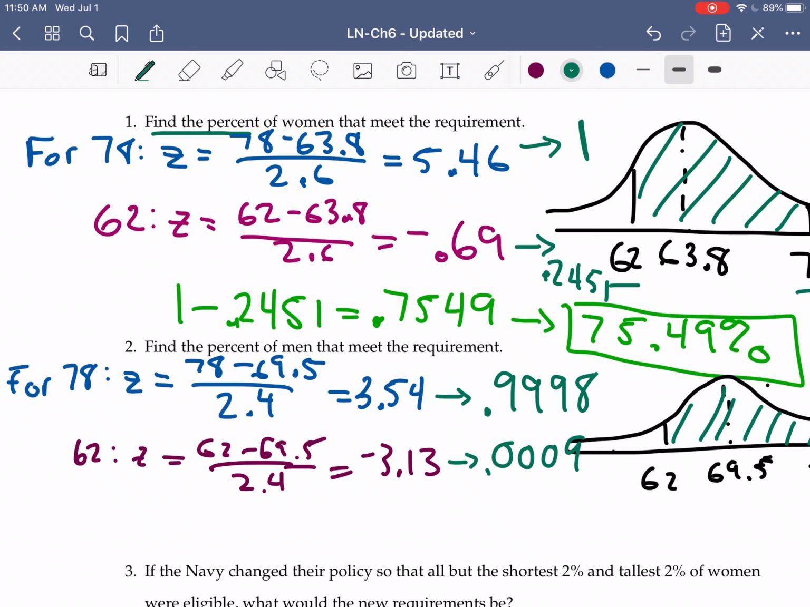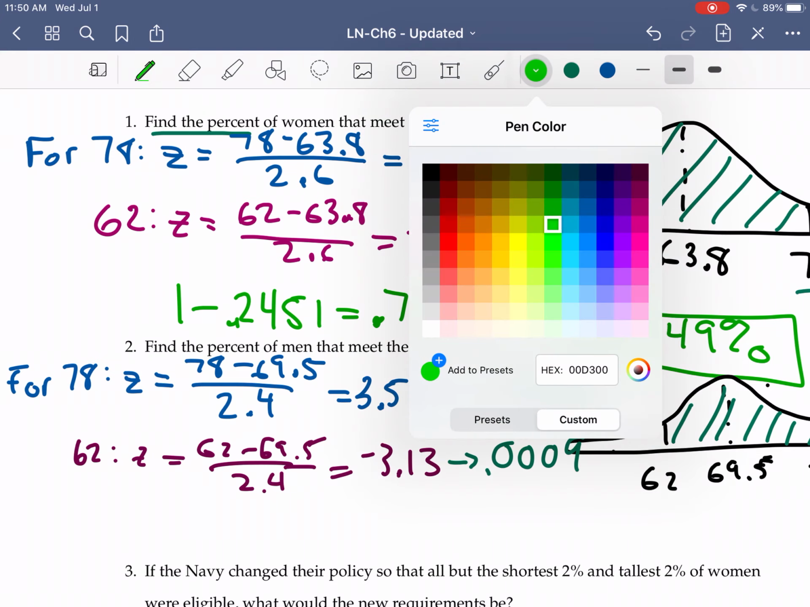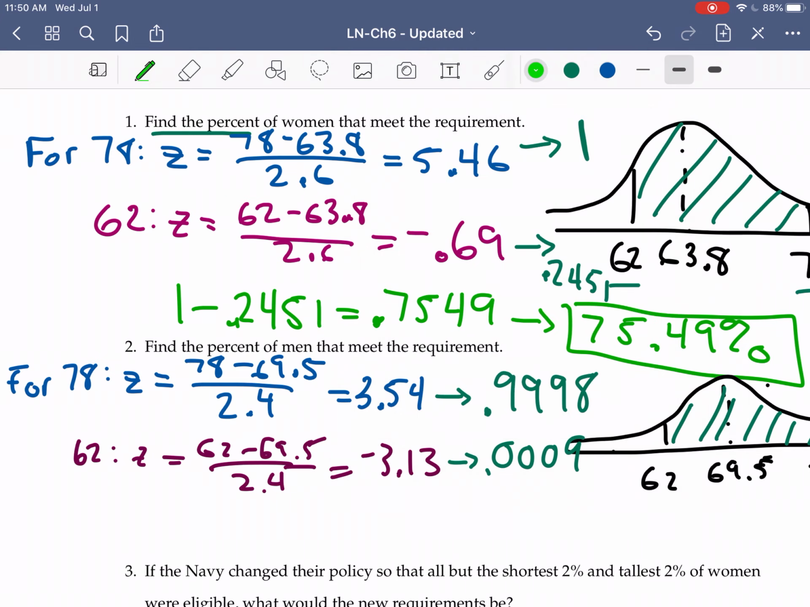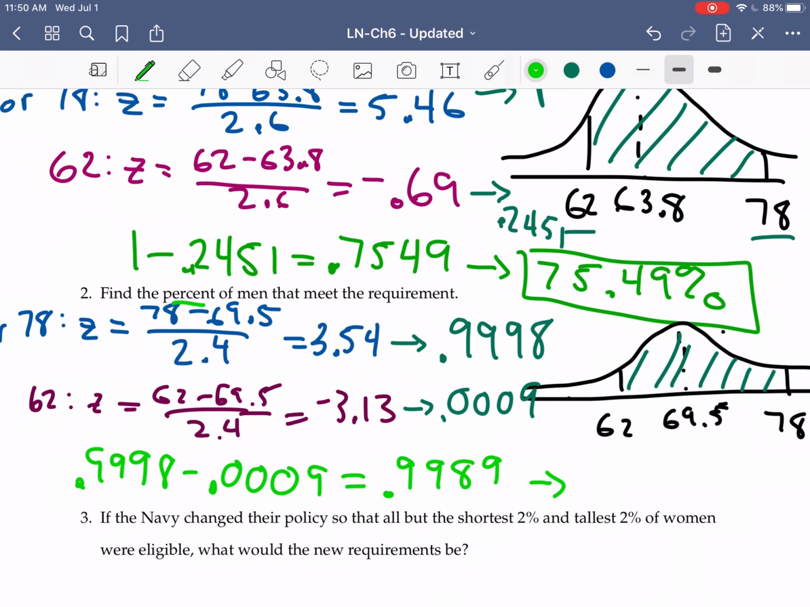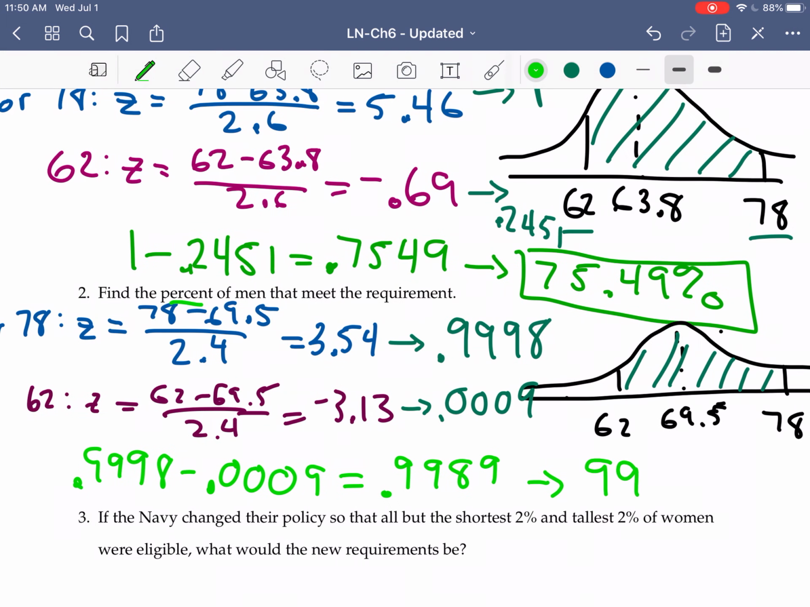And finally, we are going to take the difference between these two values. So we're going to take 0.9998 minus 0.0009. And when we take that difference, we get 0.9989, I suppose. This asks for the percent of men. So the percent of men that meet the requirement is 99.89%.